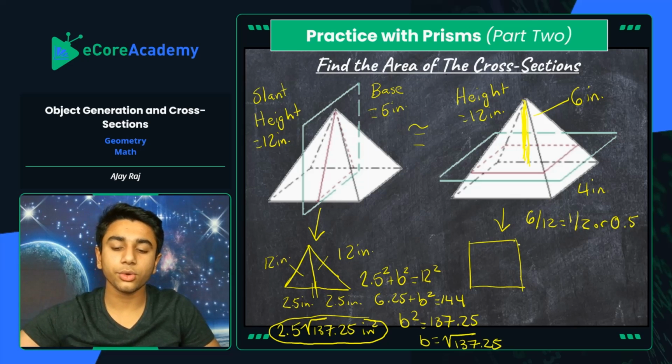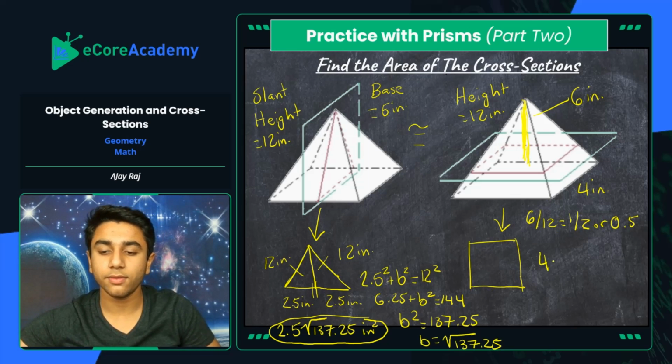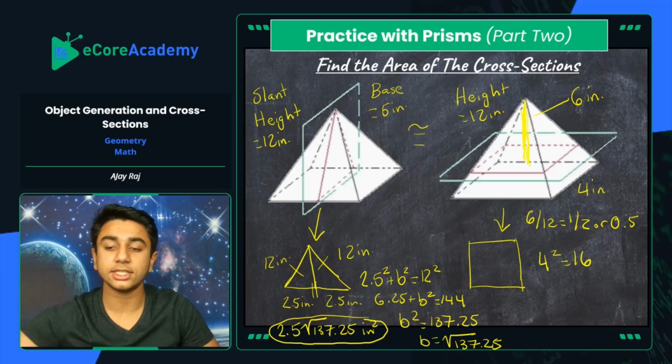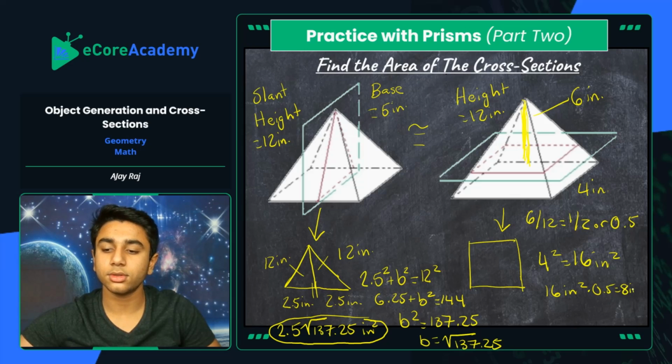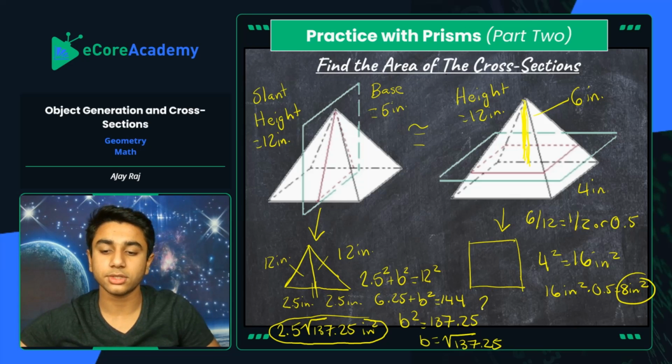So now we can go to work. We know that our base side is going to be 4 inches. So 4 squared is going to equal 16. That's the area of our total base, 16 inches squared. And all we're going to do is multiply 16 inches squared by 0.5, and we're going to get 8 inches squared. As simple as that. And so our value here is actually going to be root 8, or 2 root 2. So that's going to be our side length value.